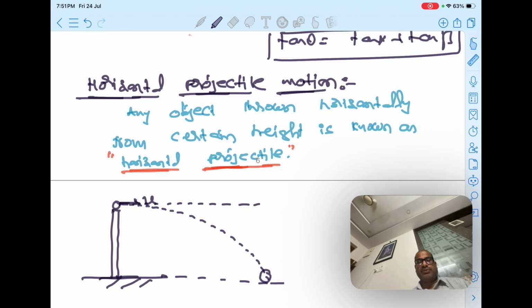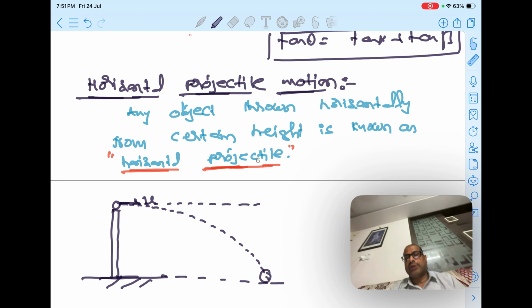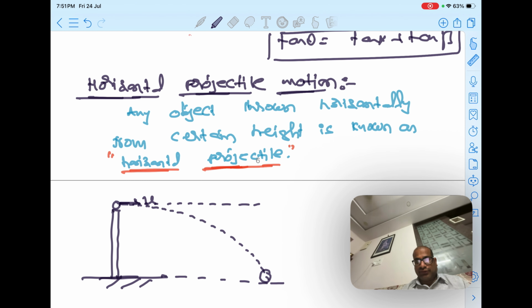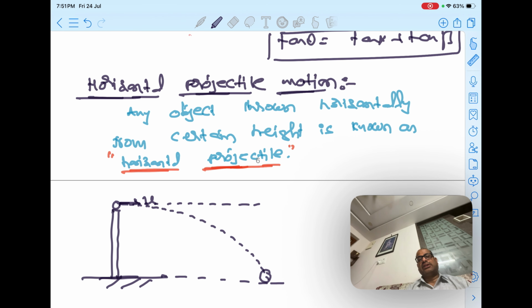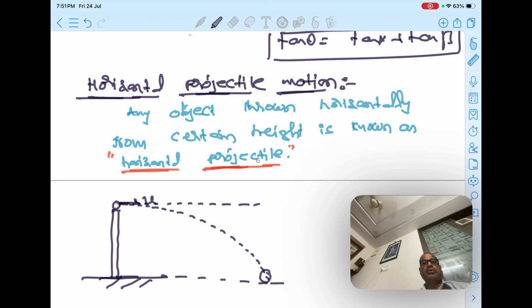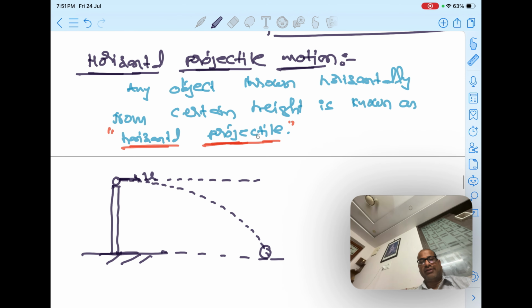Here it is a gravitational field. Tomorrow you may throw a charged particle with some velocity in a magnetic field or an electric field, and accordingly we can handle the problem. Now we talk about the motion of an object under gravity, when you are throwing an object horizontally.